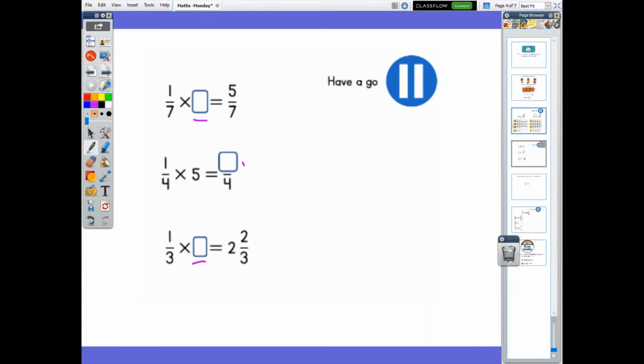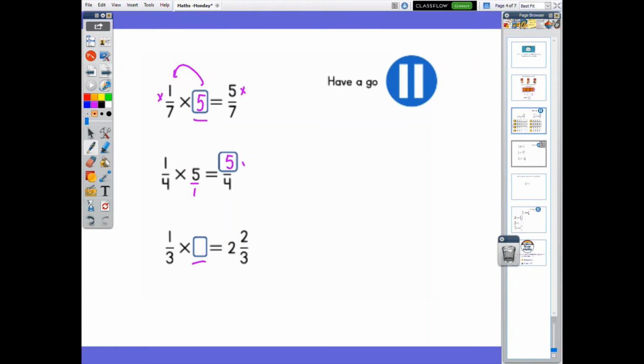Okay, so this one should be nice and easy. We can see we've got 5 sevenths and we've got 1 seventh here. So if we think about what we learned before, we did the whole number times the numerator. So something times 1 is going to give me 5. So I know that is 5, okay? And then here I've got 1 quarter multiplied by 5. So I could put the 5 over 1 if I wanted to. You don't have to if you don't think you need to do that. So you could do 5 multiplied by 1 to give you 5 quarters.